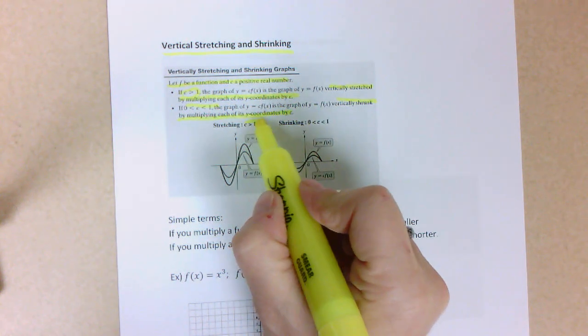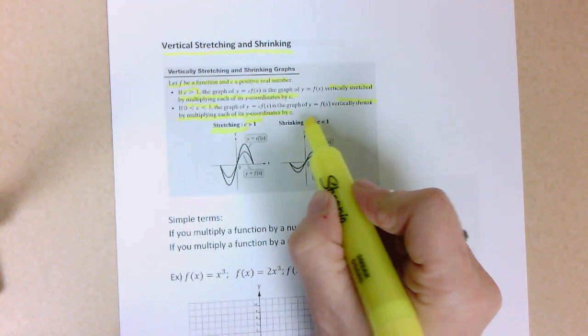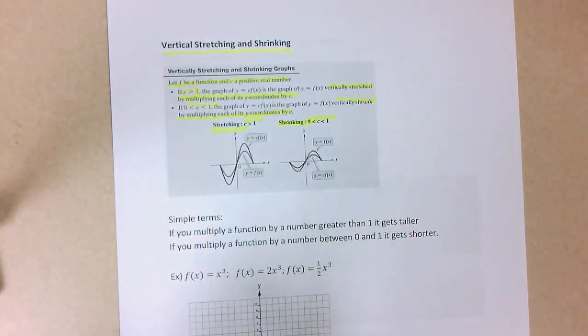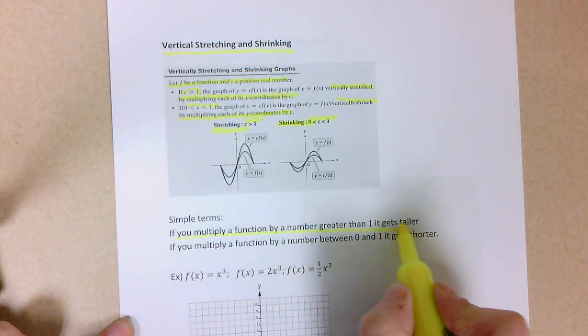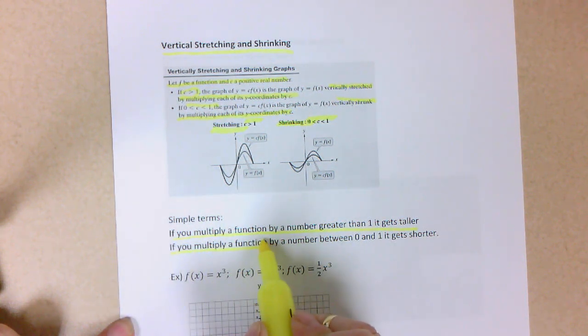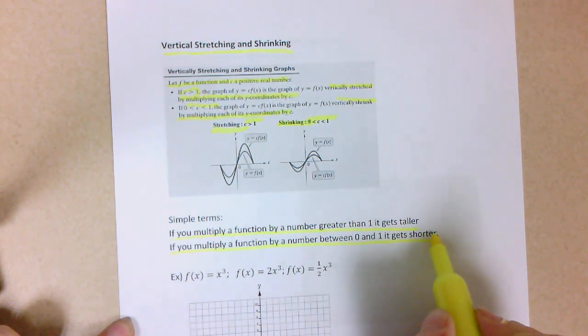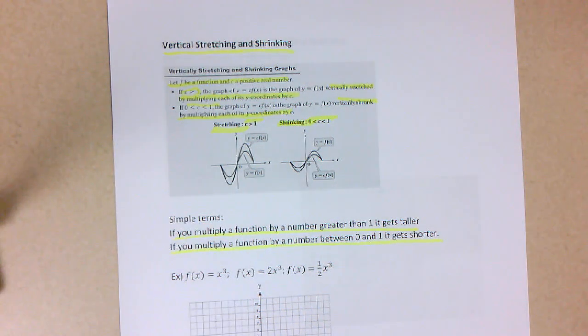So if it's greater than 1, it stretches. If it's between 0 and 1, it shrinks. So here's my simple speak. If you multiply a function by a number greater than 1, it gets taller. If you multiply a function by a number between 0 and 1, it gets shorter. Okay?